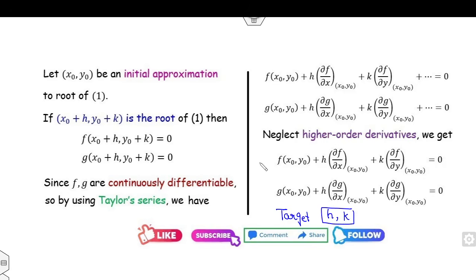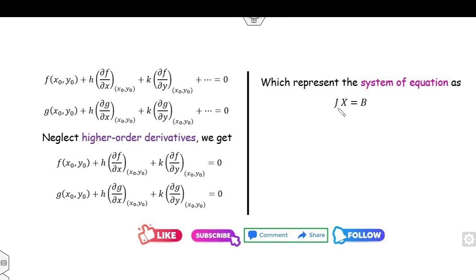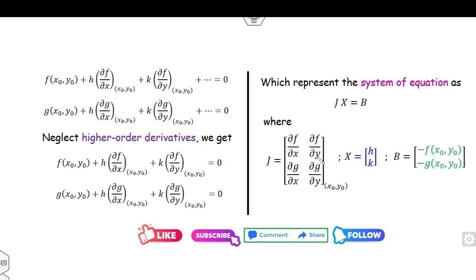If you closely look at this system, it is nothing but Ax equals b, where x is the unknown variable h and k, and b is the constants. So I call this Jx equals b, where x is h comma k, and J is the coefficient matrix of h and k: the partial derivatives of f with respect to x and with respect to y. Since b is on the right hand side, I put minus f there. This J is called the Jacobian matrix.